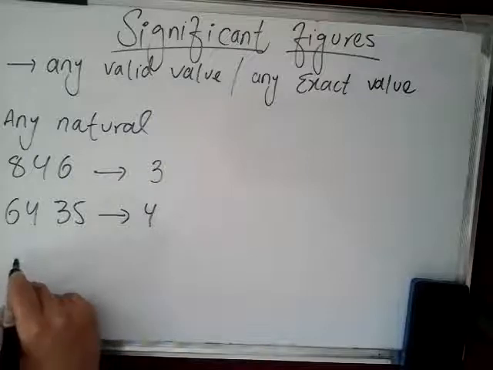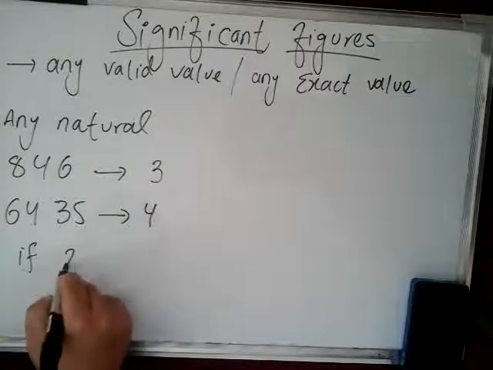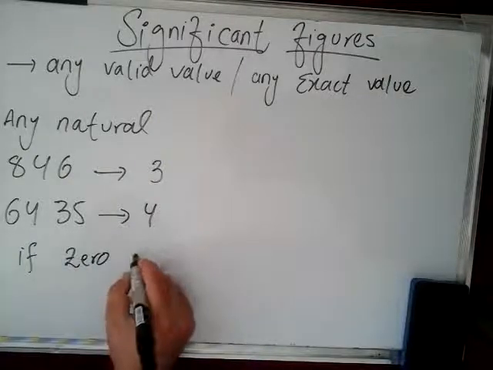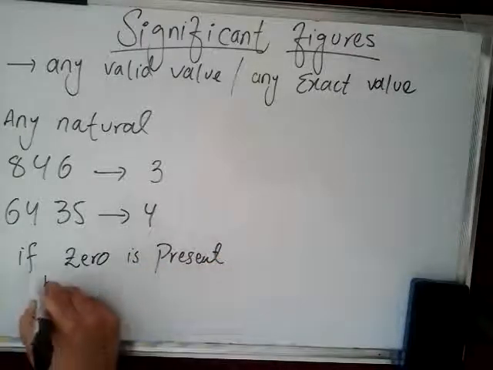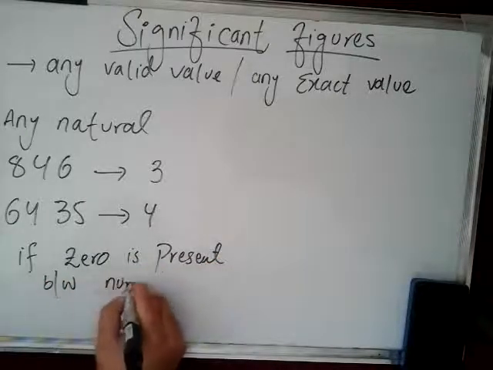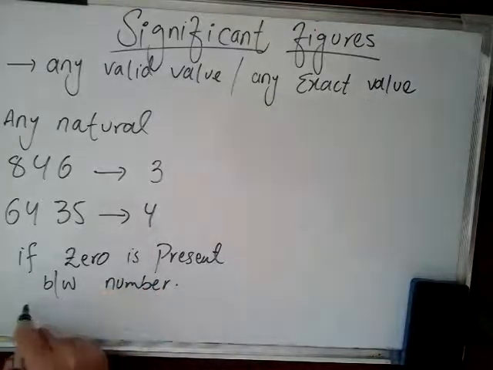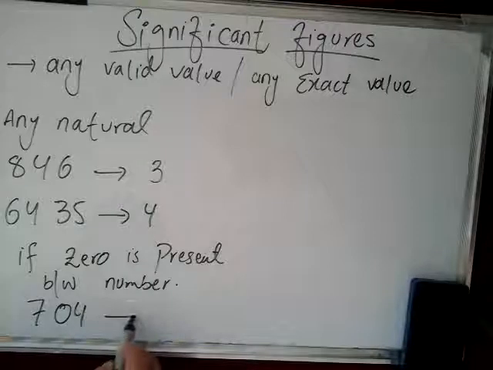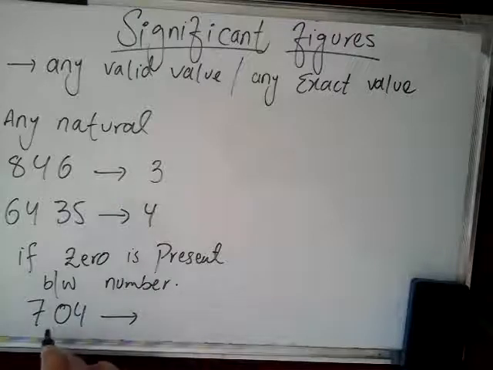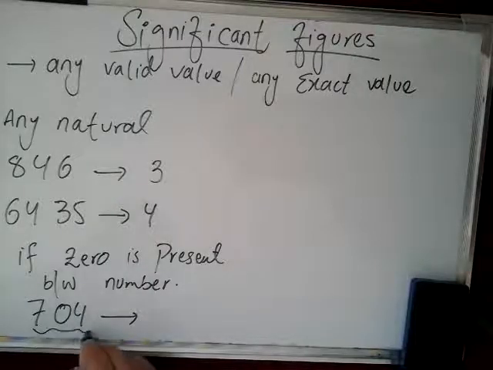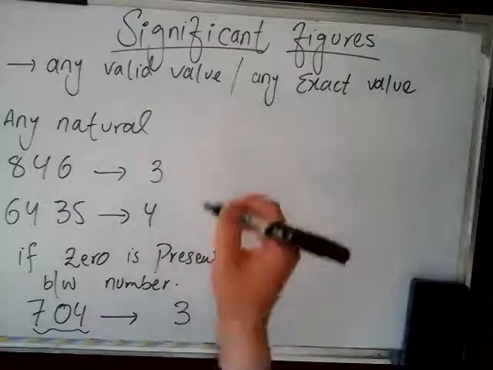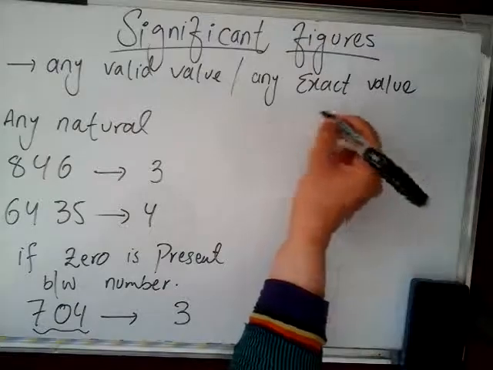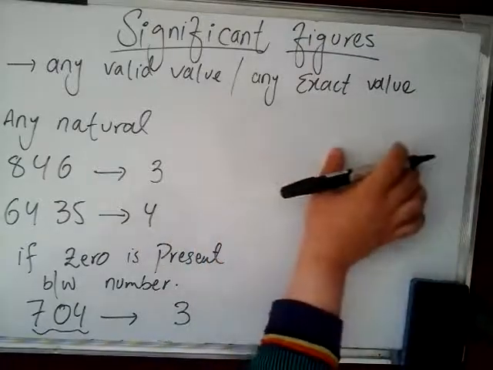If 0 is present between numbers, what will happen? We will also consider those zeros. So in 704, the significant figures would be 3. Is that clear? So any valid value means that 0 should be on the right side.